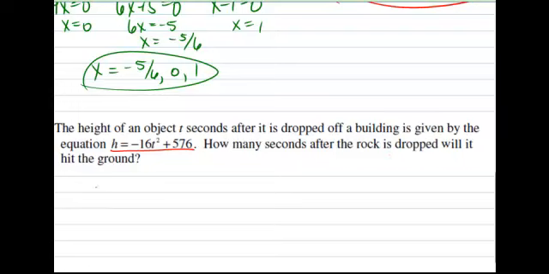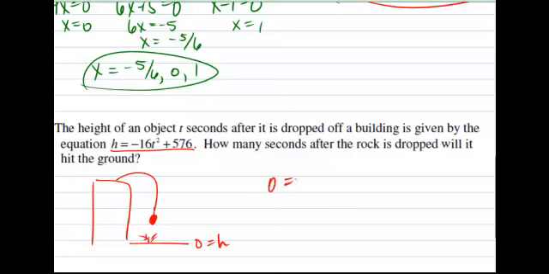Okay, so if I have a building here and I am dropping an object off, dropping a rock, it goes down the building. Well, when it hits the ground, kapush, right there, then the height is 0, isn't it? So 0 would be the height if it's on the ground. So what this means is I can take the equation 0 is negative 16t squared plus 576, and I can factor this and solve.